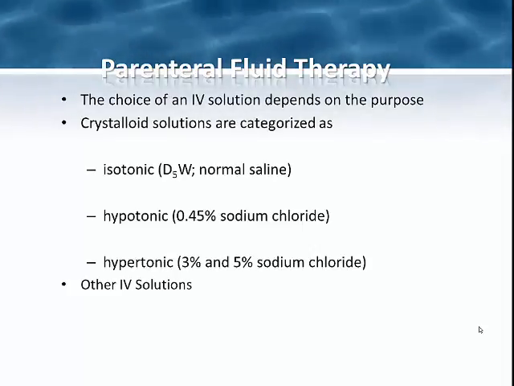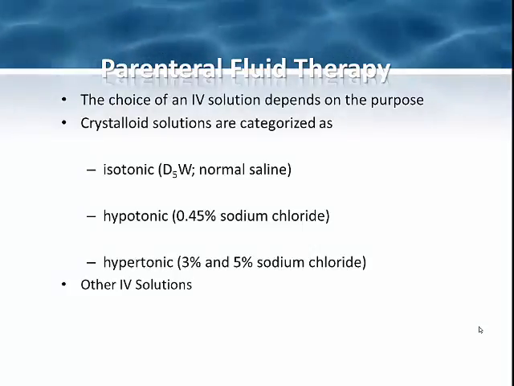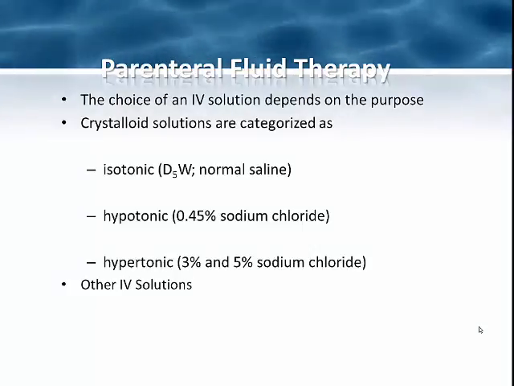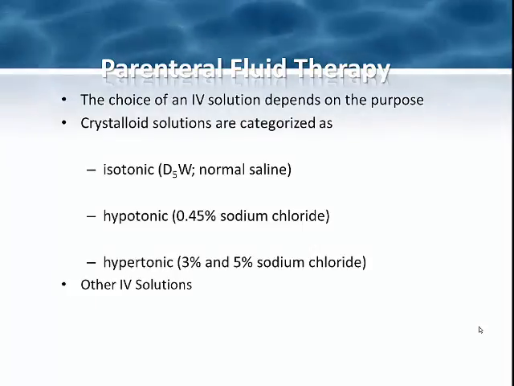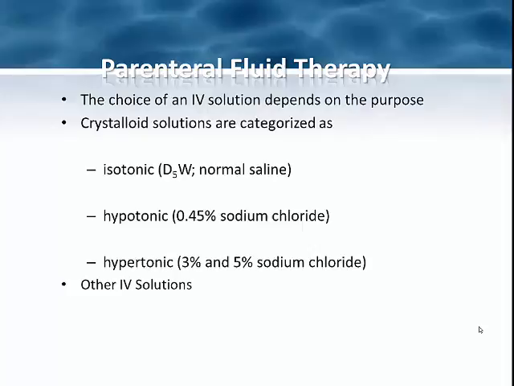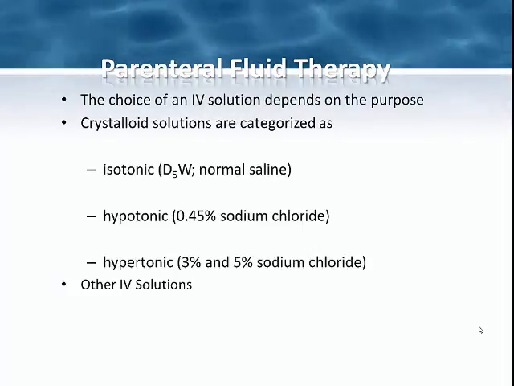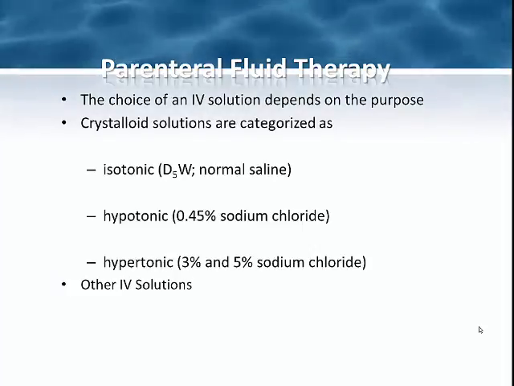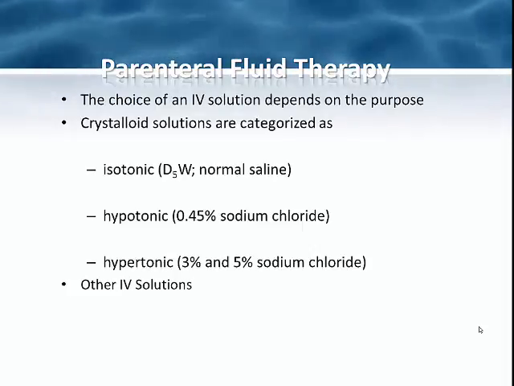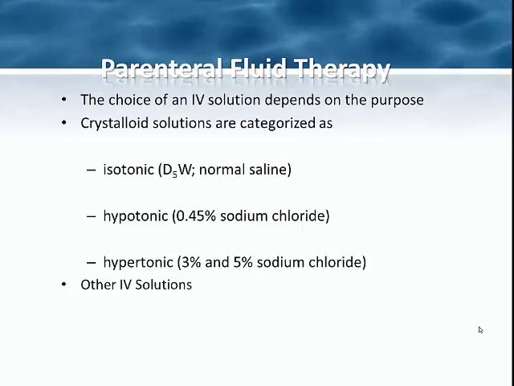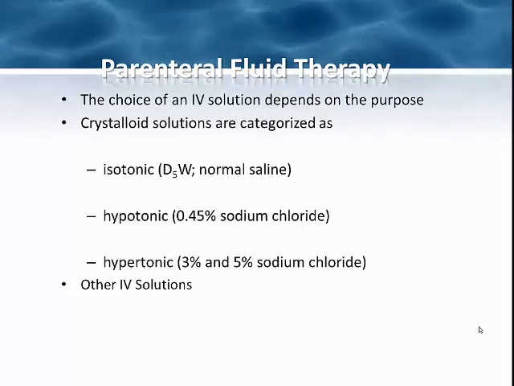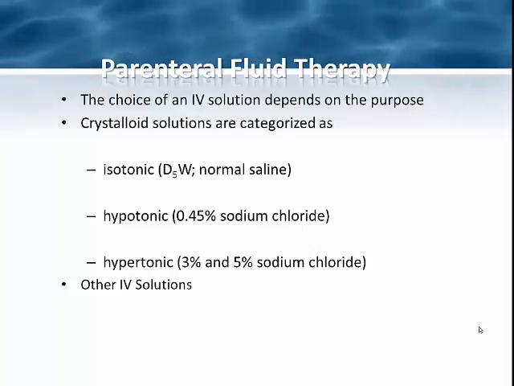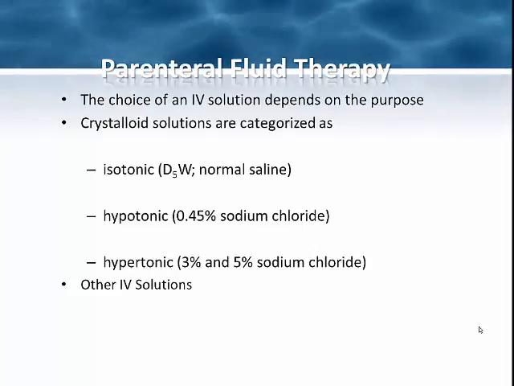For the saline solutions, the 3 and 5% sodium chloride solutions, they draw water from the intracellular fluid to the extracellular fluid, so they cause the cells to shrink. So if they're given too quickly, again, we're going to have that other issue. We're going to have circulatory overload, and we're going to have intracellular shrinkage, so you can have those CNS symptoms again. Other IV solutions, just to know, are TPN, or total parenteral nutrition, blood products, and medications.